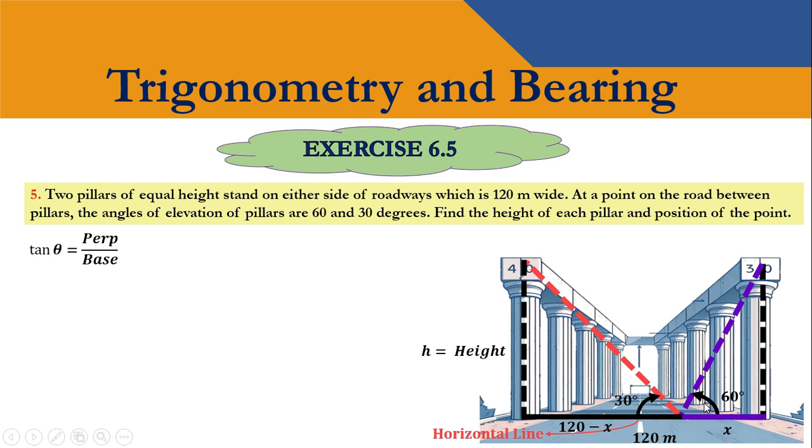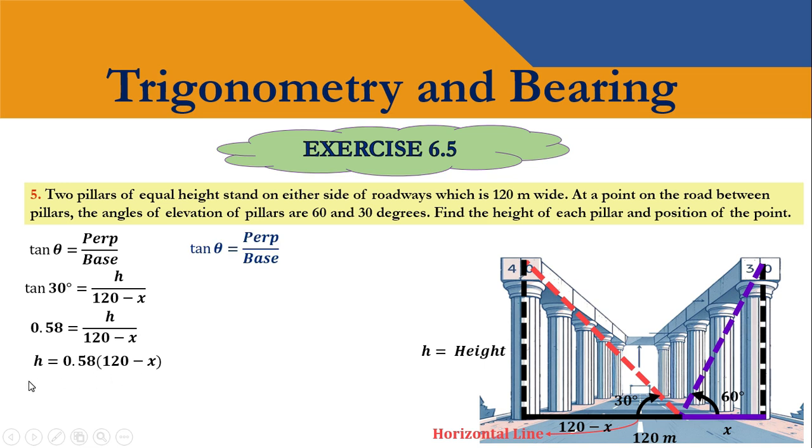So either way we have to solve it with the help of tan theta. Tan theta is equal to perpendicular divided by base. Now first we solve 120 minus x. This is the base of the triangle and h is the perpendicular. The angle of this triangle is 30 degrees. So putting that value, tan 30 degrees is equal to h over 120 minus x. After some cross multiplication, we get the equation for h, which is equal to 0.58 times 120 minus x.